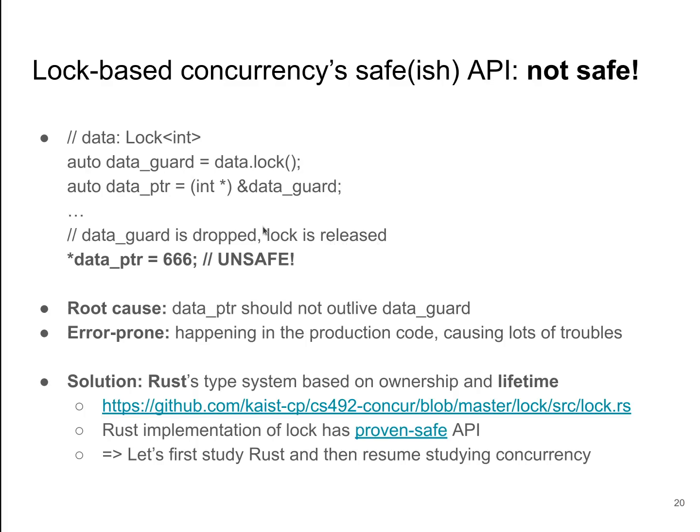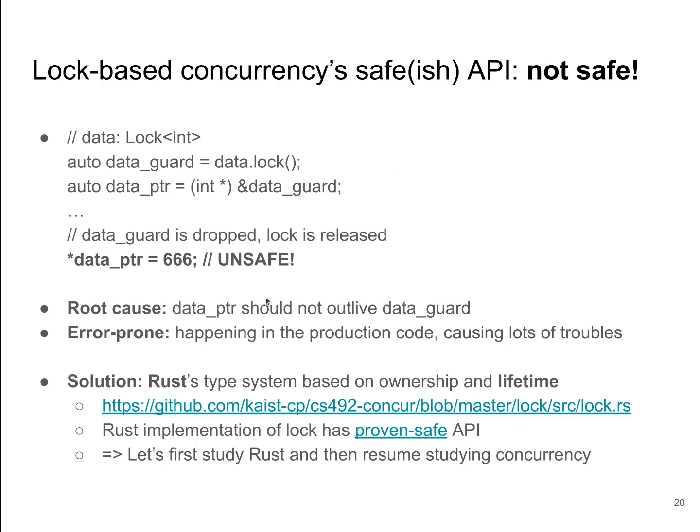But the problem is that the pointer data_ptr is still there, and we can still dereference the pointer here. If that is the case, it is very much unsafe. It breaks all the invariants that are provided by the lock type, because it can access the inner data without holding the lock, since the lock is already released here. So maybe other threads have acquired the lock and are accessing the same data at the same time. Then an unfortunate interleaving may happen from there. It is no longer as intended.